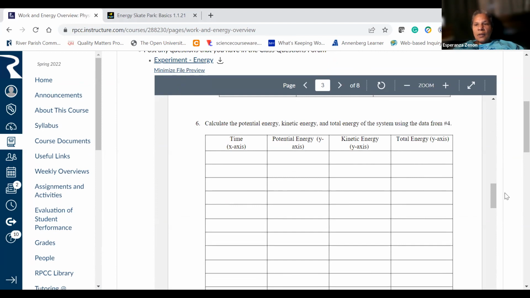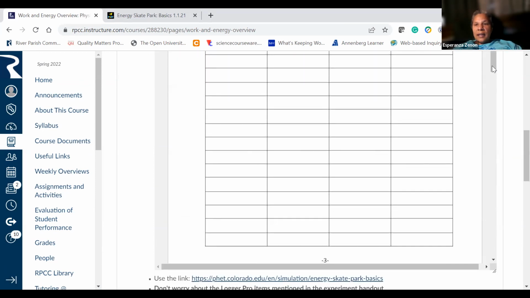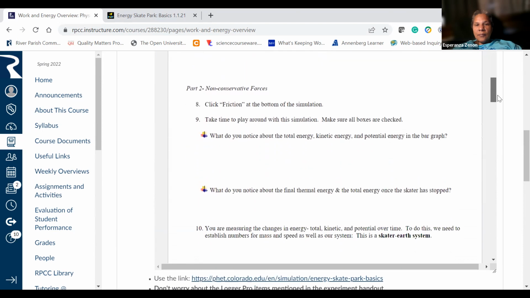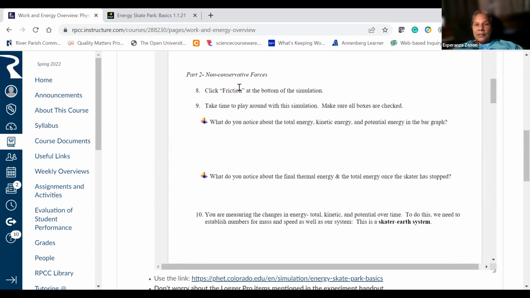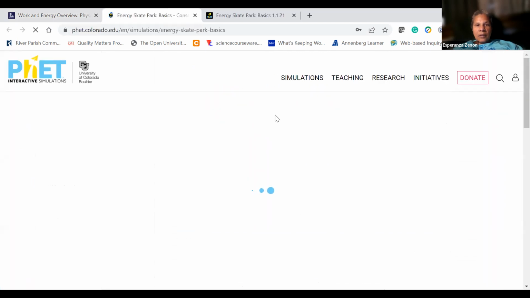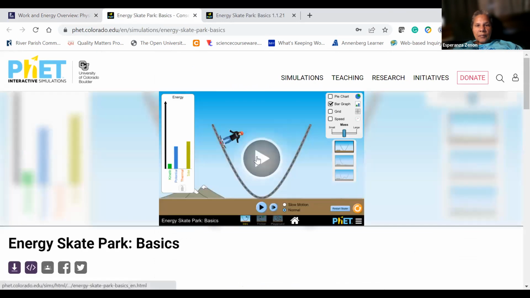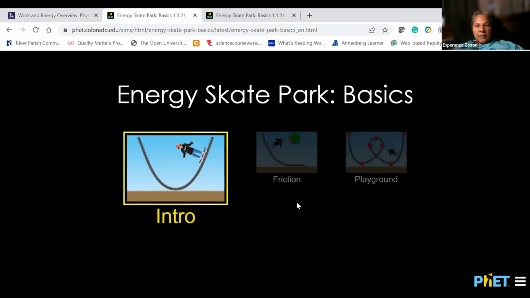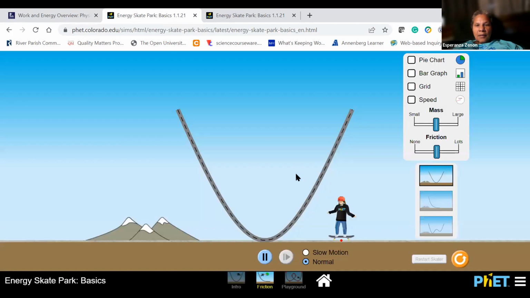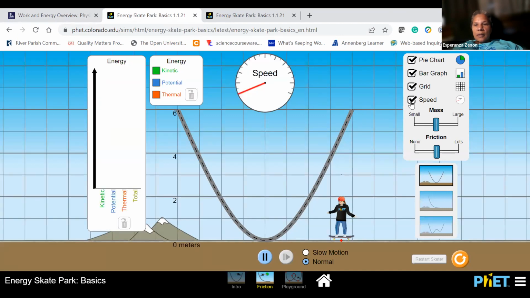Okay. Then you're going to go to this next table where you're doing non-conservative forces. So see, it tells you click on friction. Okay, so now let's go into the simulator and we'll click on friction. Now the challenge with this one is that the skater is not going to just keep going back and forth. The skater is going to slow down and eventually stop because there's friction.